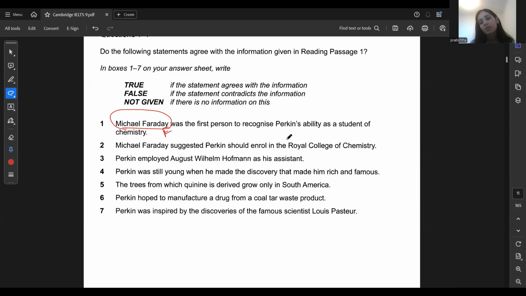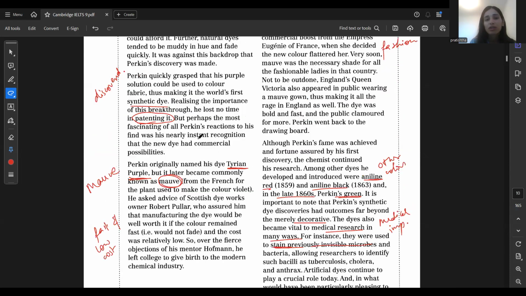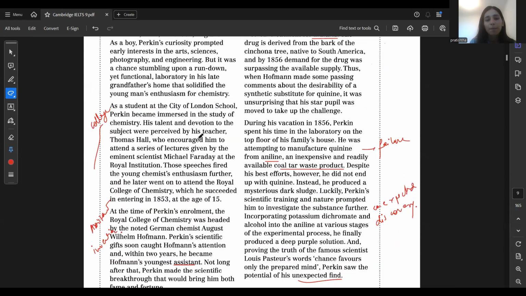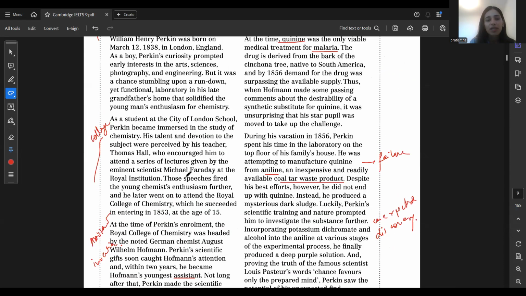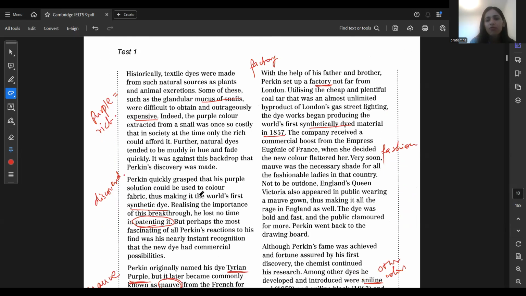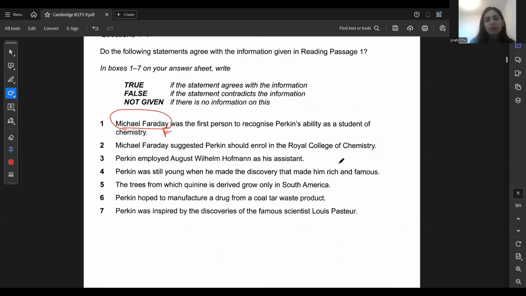Michael Faraday suggested Perkin should enroll in the Royal College of Chemistry. So was it Michael Faraday who suggested he should enroll? Let's see. So let's search for Royal Institution. And he later went to the Royal College of Chemistry. So nobody really forced him. It's just that he did it himself. So again, it's false.